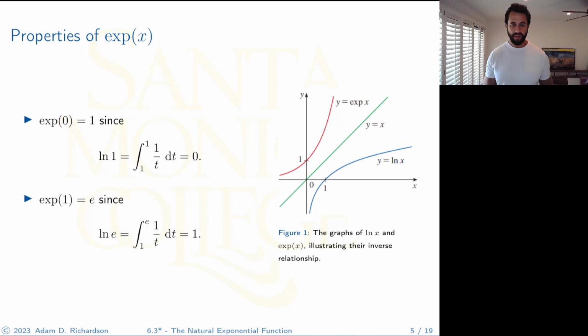Inverses, right? We also know that exp of 1 is equal to e. Why is exp of 1 equal to e? Because as we saw, the number e is the number that makes that integral equal to 1. So in particular, natural log of e is equal to 1. So remember, e was that very, very special number. It's that number that makes that area equal to 1.